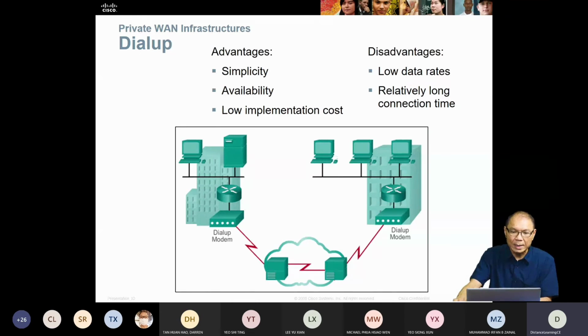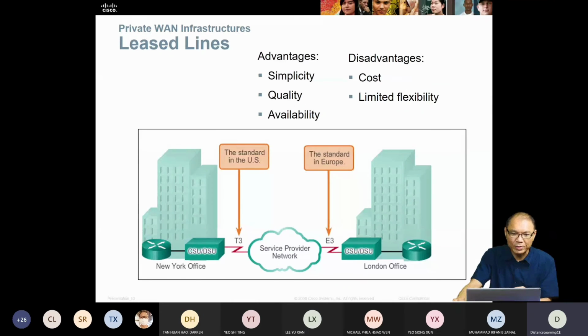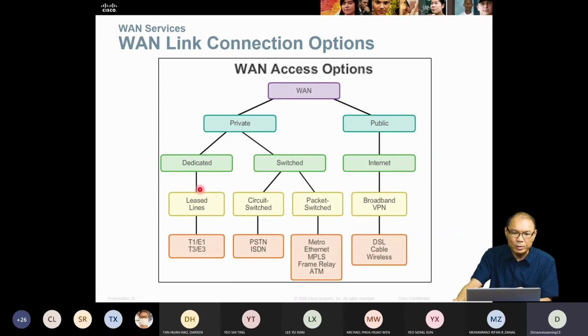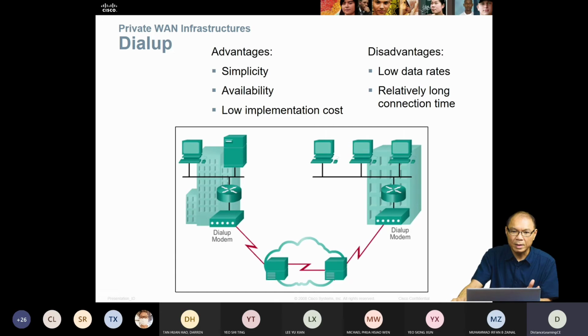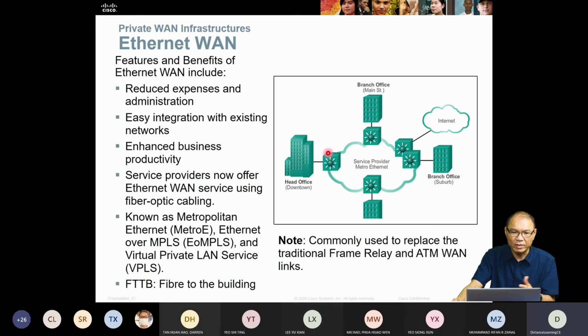In the past, the word slow is very relative. If I am using a dial-up that is ISDN, for example, during my time that was like the fastest you can get. But today, we will say that dial-up is actually slow, and has a relatively long connection time, as if you are having a modem kind of connection.